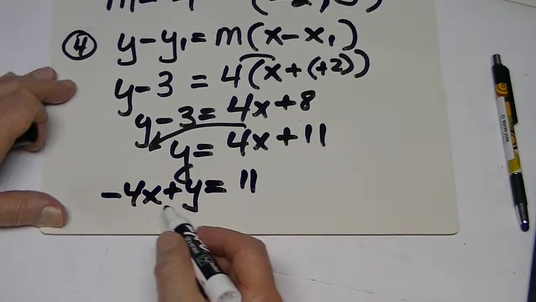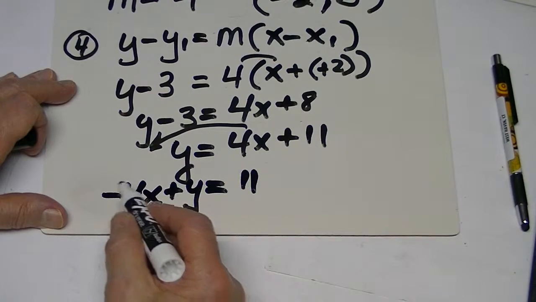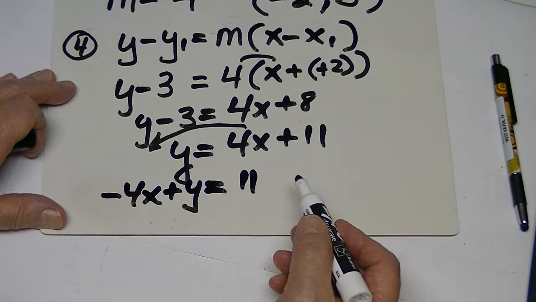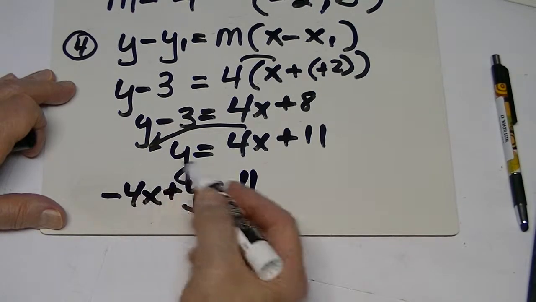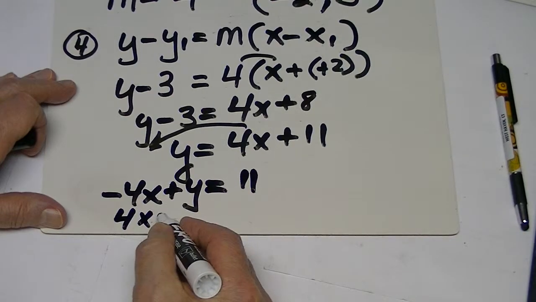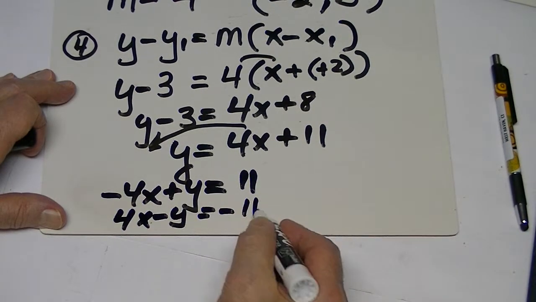Now often our textbook doesn't want our x term to be negative, so we can multiply every term by a -1 and just reverse all the signs. So this will become a positive 4x minus y equals a negative 11.